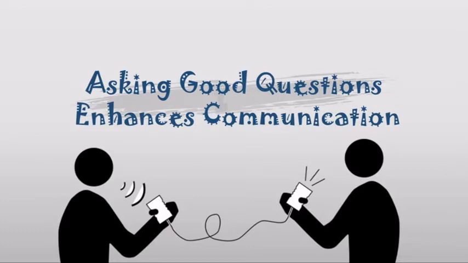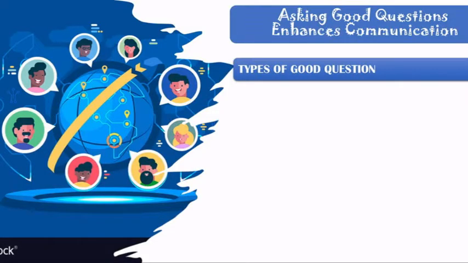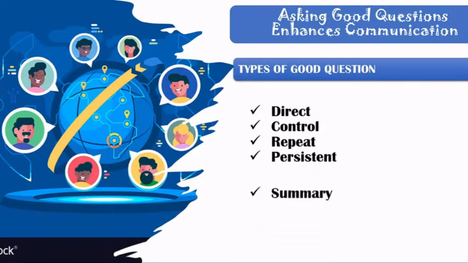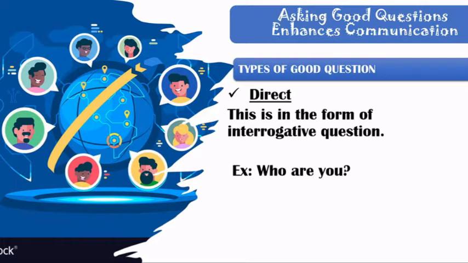All right? Next, we have asking good questions enhances communication. Okay, so we need to ensure that we ask the good questions so that we get the details that we need. First, what are the types of good question? These are the following: direct, control, repeat, persistent, summary, and non-pertinent. Let's take them one by one.